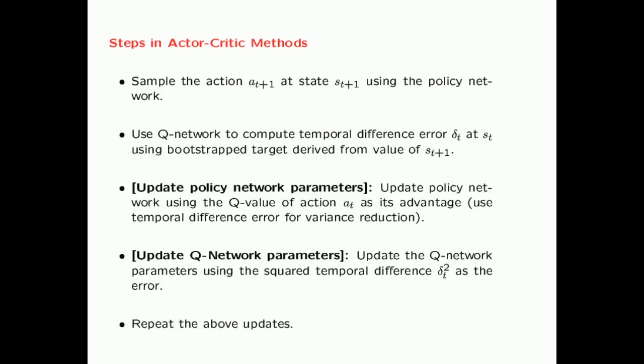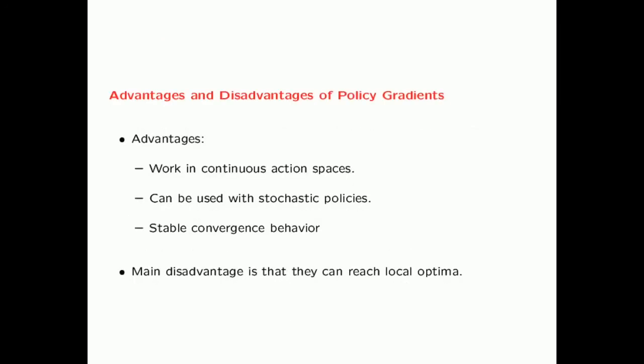Note that we are no longer performing Monte Carlo simulation. We are getting these Q values of the advantages of actions directly from your critic network, your Q network. And instead of using the Q value, you can also use a temporal difference error if you want to do variance reduction. And we already discussed that in the previous slide. And then you will update your Q network parameters. So you will update the Q network using the squared temporal difference as a loss. And then you will repeat these updates. By repeating these updates, the policy network and the Q network will be trained over time, simultaneously.